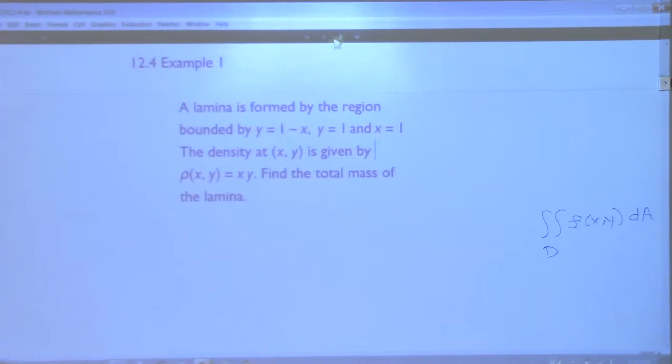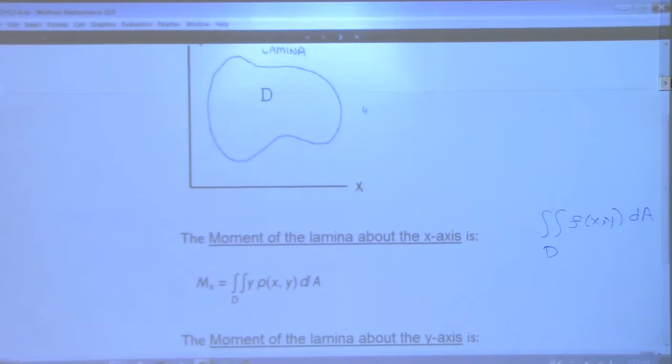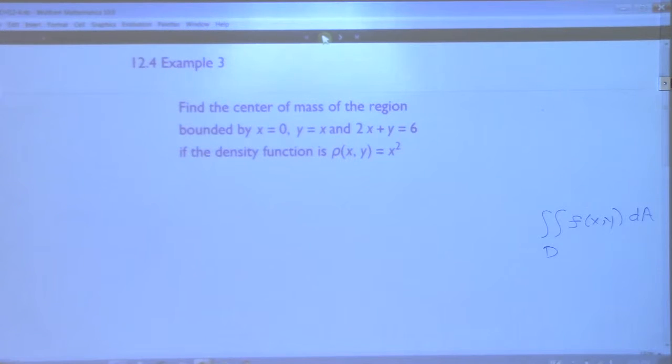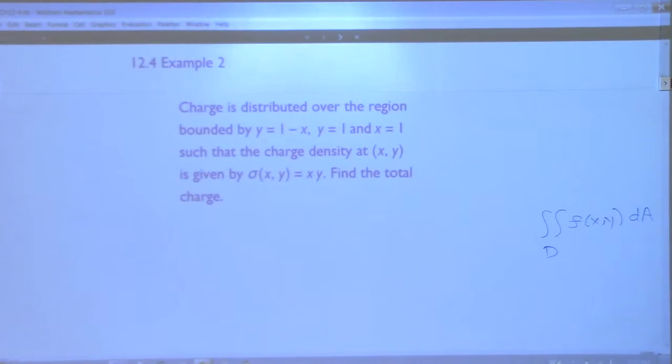Hold on. It's that one I have the visual for. Darn it. Okay, I guess we're going to have to do it by hand.